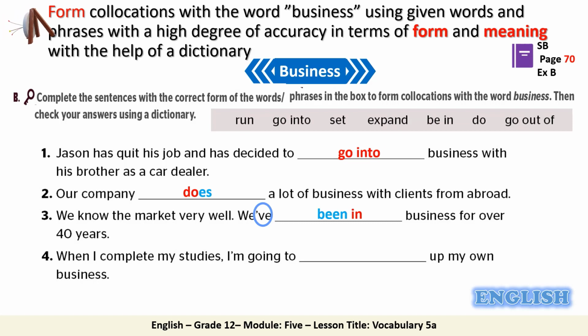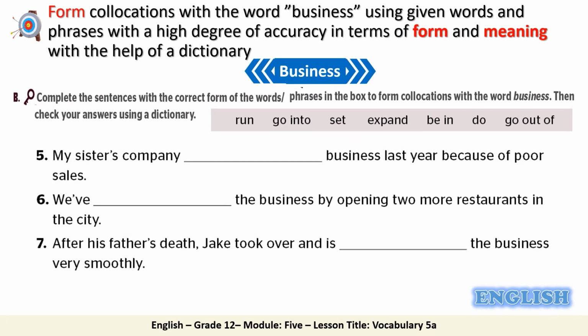Sentence 4, we should write what? Excellent. Set up my own business. We continue with the same activity. Now, sentence 5, what have you written? That's it. Went out of business. Can you tell me why we use the past form here? Excellent, because we have last year.